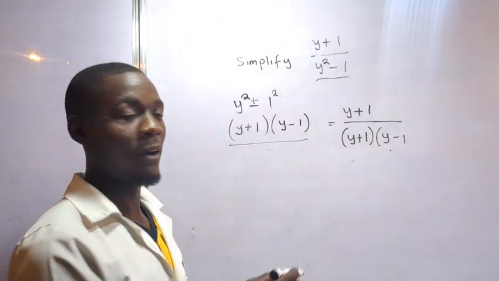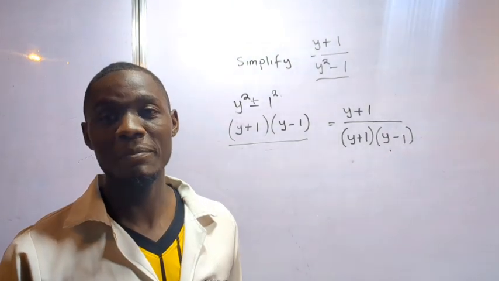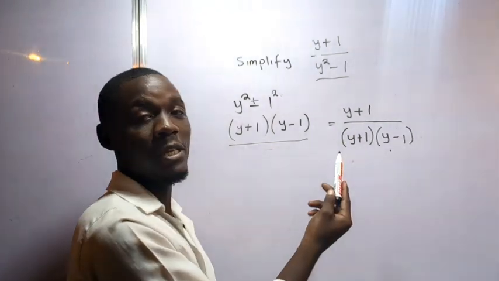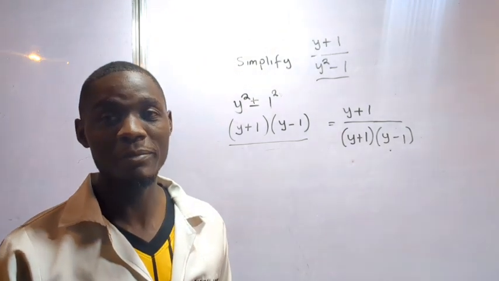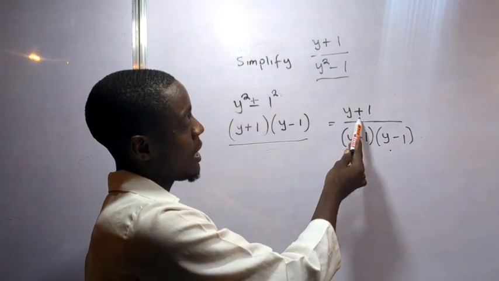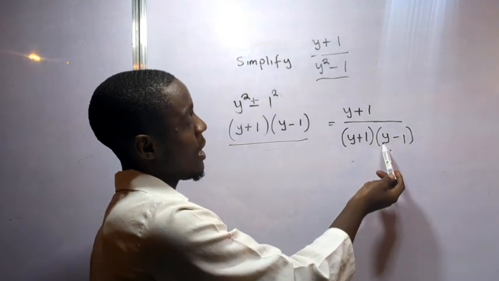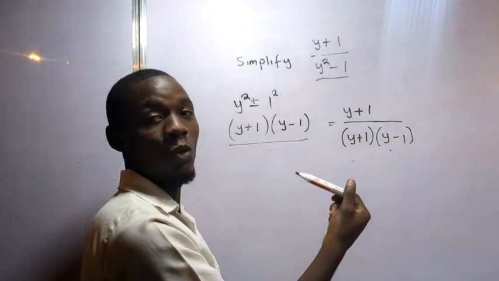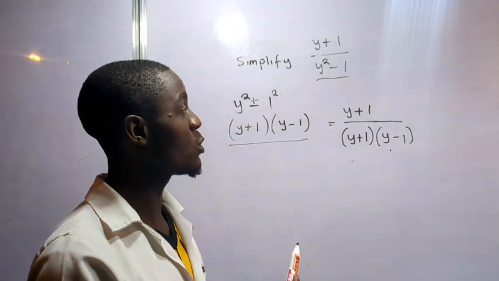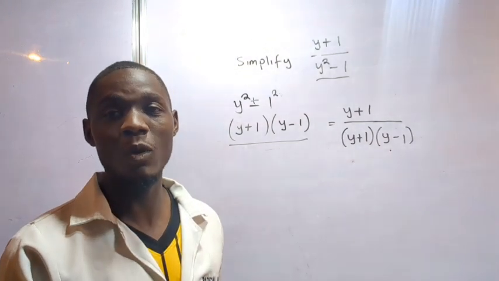After writing like that, this is a process of division. We are dividing the numerator by the denominator. You simply look for what is common. So we have y plus 1, which is our numerator, being divided by y plus 1 as well as y minus 1. You only divide what is exactly the same, or what can go into another expression without giving you any problem or any remainder.